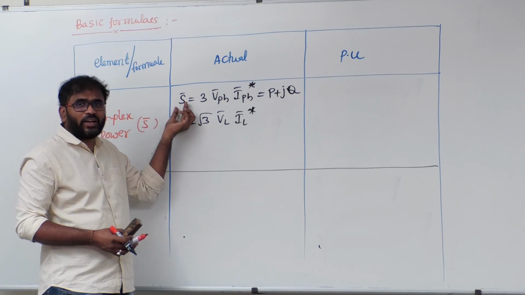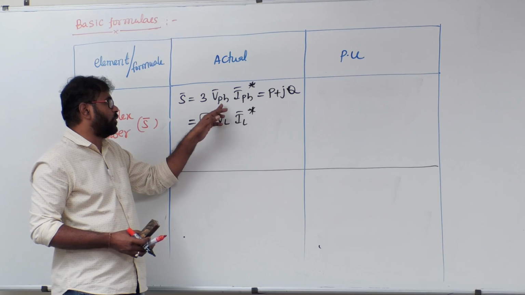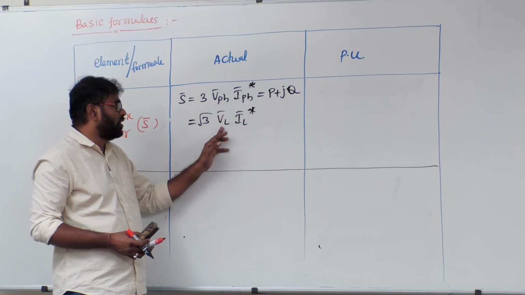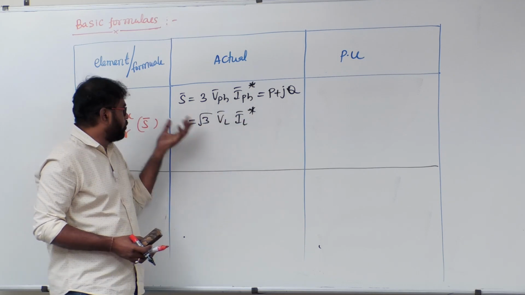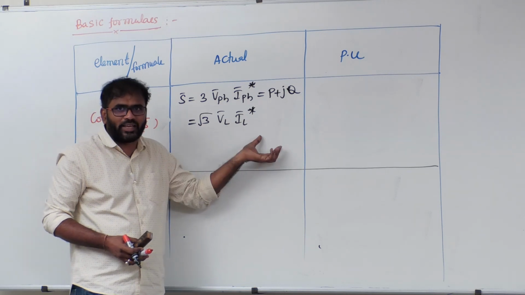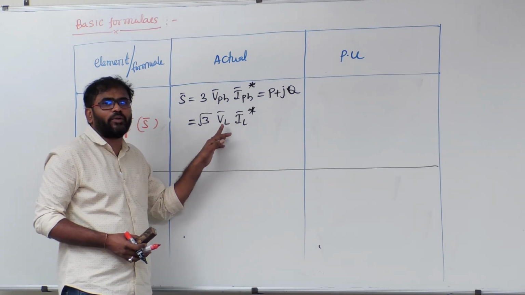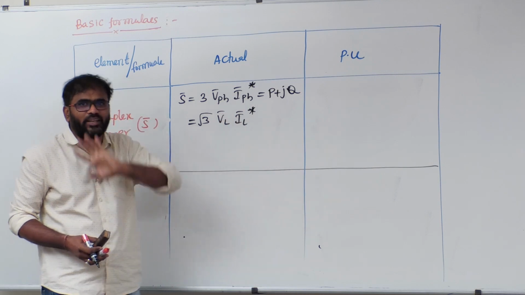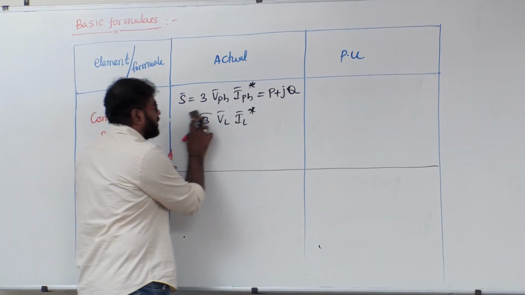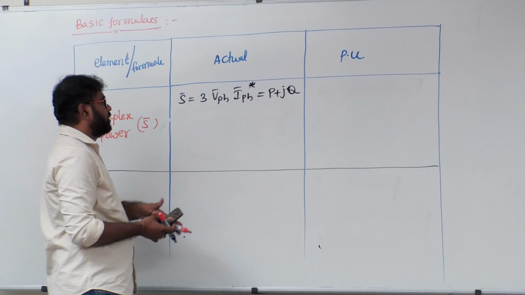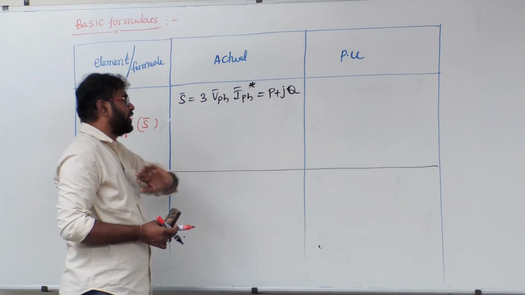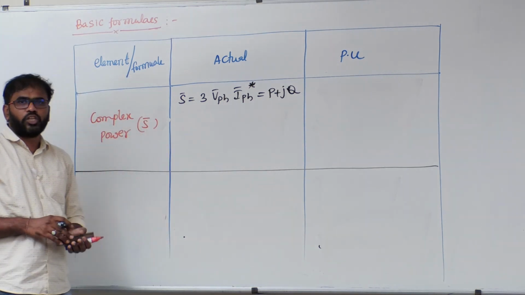So, to get the power factor angle, we know that the power factor angle is always the angle between phase voltage and phase current, but not line voltage and line current. If you use this formula, we get a magnitude and phase angle, but that phase angle represents the angle between line voltage and line current, which is not a power factor angle. That is why this formula is not valid. Only 3 into V phase I phase conjugate equals P plus JQ.